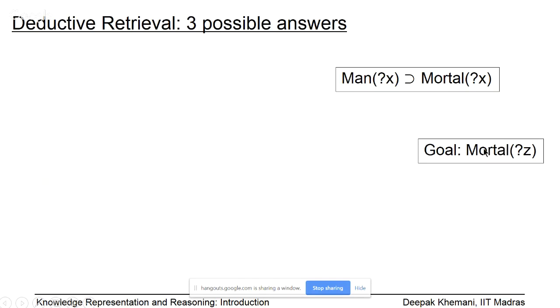Now if you have a variable in a goal, for example mortal z, then the implicit quantifier gets reversed. This is a convention you must remember, that in a goal clause variables implicitly are existential in nature, which means we are asking the question, is there someone who is mortal?